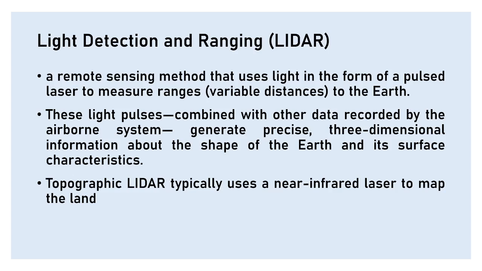Then Sir discussed light detection and ranging. So this is basically LIDAR, okay? That is a remote sensing method which uses light in the form of a pulsed laser to measure ranges to the earth, like variable distances. Like how you have a laser pen, it's something like that. It basically uses light in order to understand the distances to the earth from different points.